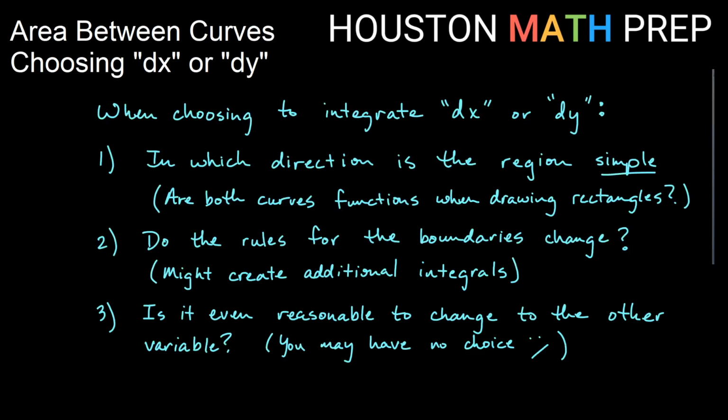Okay, so to sum it up, again, when you're choosing dx or dy, look at first in which direction when you draw your rectangles is the region simple, okay? Does it pass a line test when you run it vertically or horizontally? Are they functions? Okay, check. Maybe both directions work and you have some options. Maybe only one way it works. Do the rules change? Remember from our second one, we went from down to the axis and then we went down to this line. So you might need a second or even a third integral, right? If the boundaries are changing on you. So take a look at maybe turning the rectangle the other direction. Would it save you from doing more integrals?